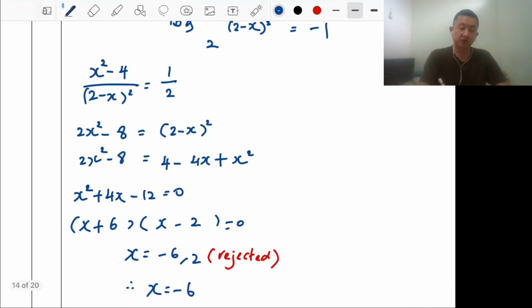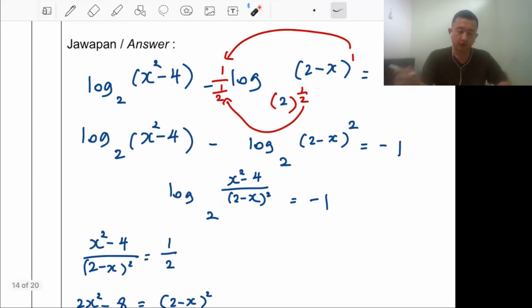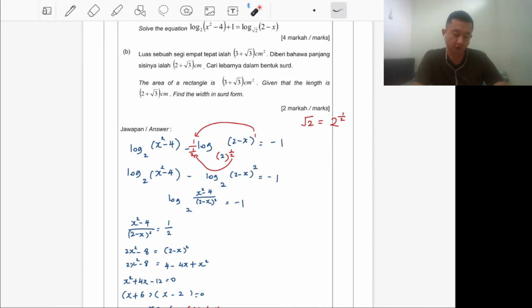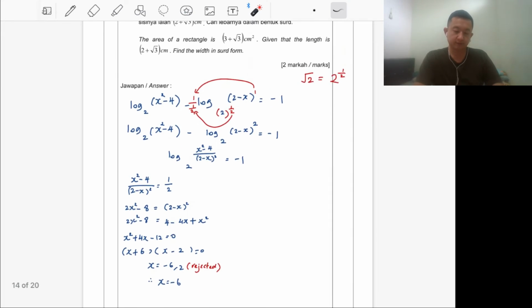-6 is fine. You don't reject it because it's a negative value. Because if you put -6 here, it will be 36 minus 4, 32, perfectly fine. If you put -6 here, it becomes 8, perfectly fine. Okay? So that is the answer for 10A.